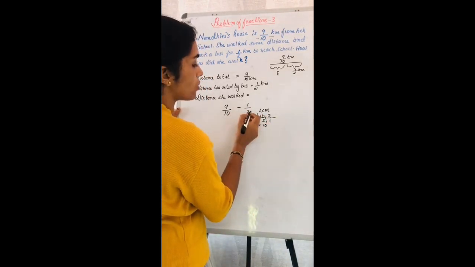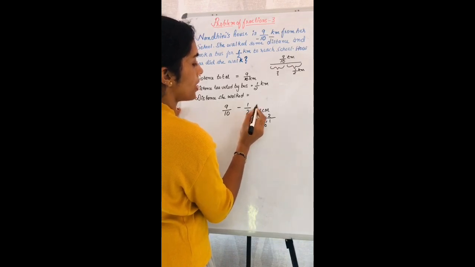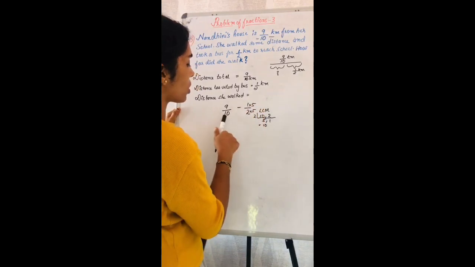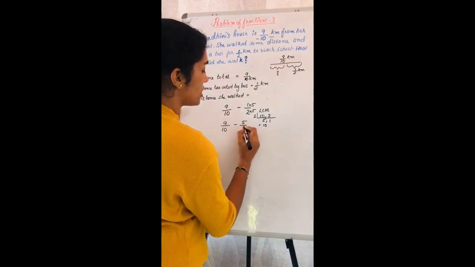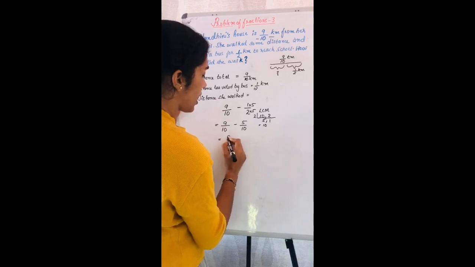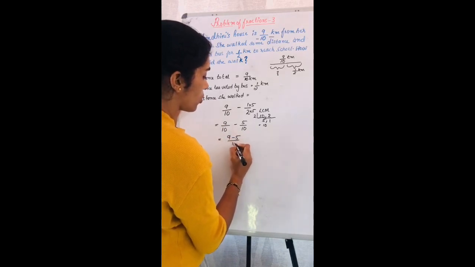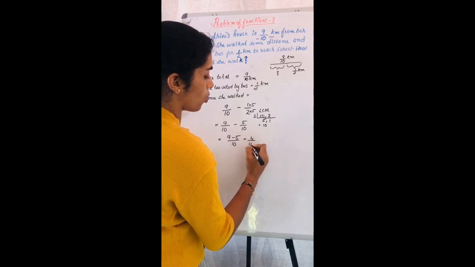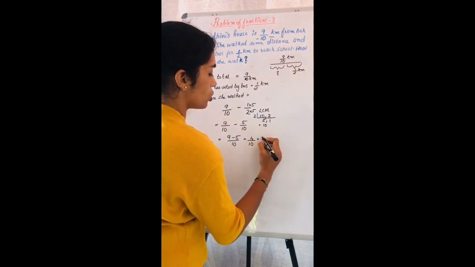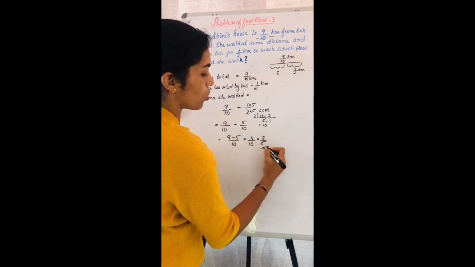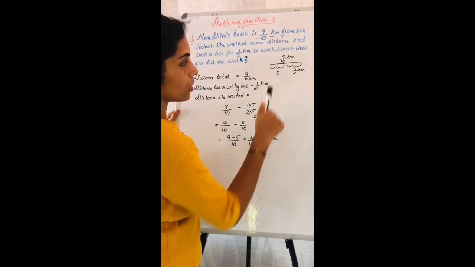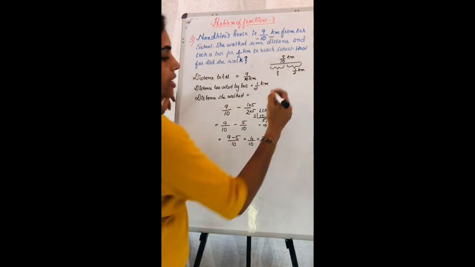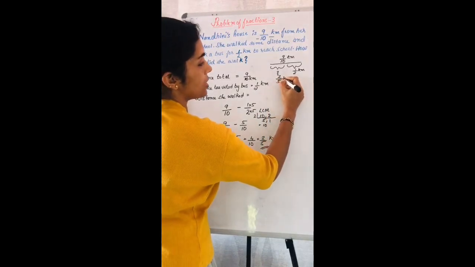So you just have to convert this 1 by 2. 2 5s are 10, and the same with the numerator, because you have 10 here, so you don't have to make any changes here. So 9 by 10 minus 5 by 10. So again, 9 minus 5 by 10. What do you get? 4 by 10. What is the simplified form of this? 2 by 5. So you should always write the units with this. What is the distance covered by Nandini to walk? Yes, it's 2 by 5 kilometer.